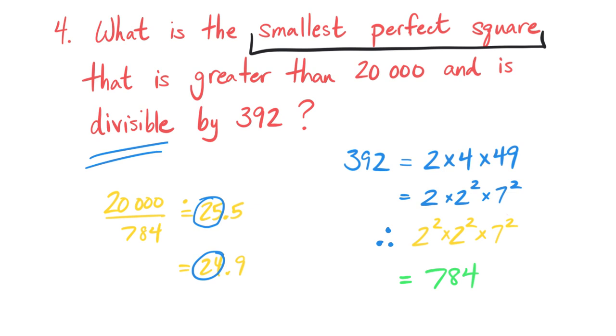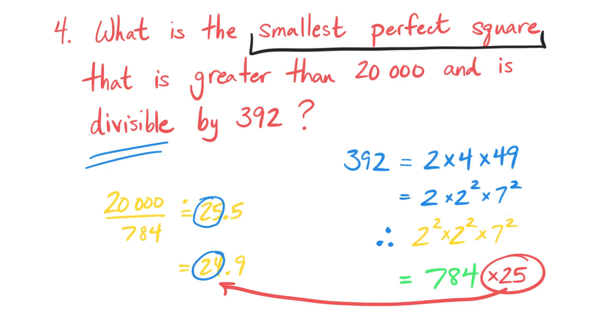If I now take 784 and multiply that by 25, then because 25 was bigger than what I needed, I would get a value greater than 20,000, and I would have ensured that it was a perfect square because I picked 25, and 25 is a perfect square. You can see that up here. All perfect squares.